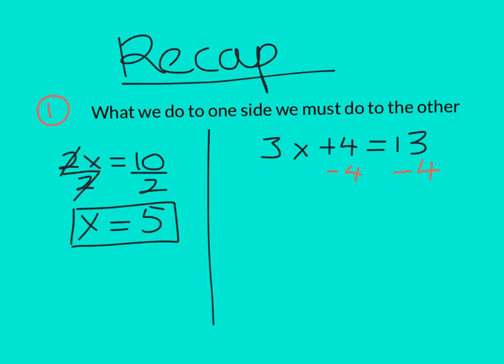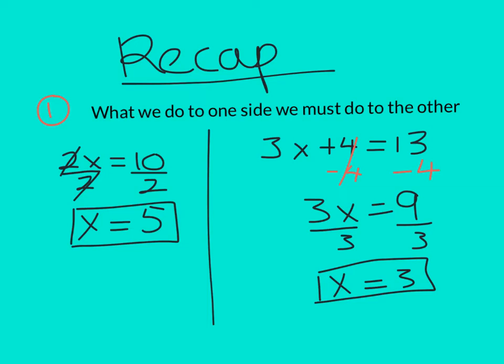So plus 4 minus 4, they'll cancel. And 13 minus 4 will give me 9. So now I have 3x is equal to 9. And again, going back to this first kind of method that we used, we divide both sides by 3. And what I'll get is x is equal to 3.